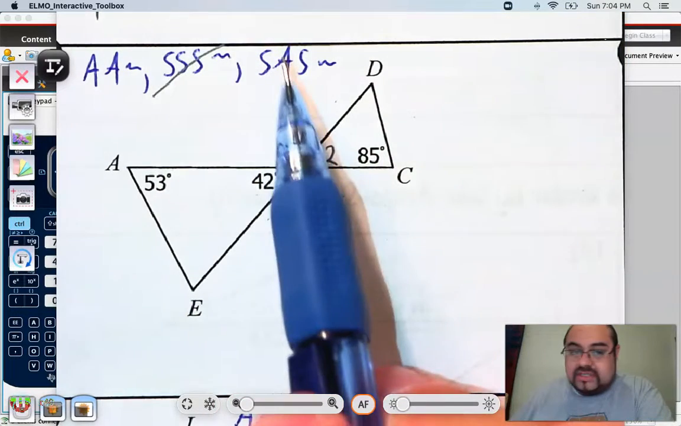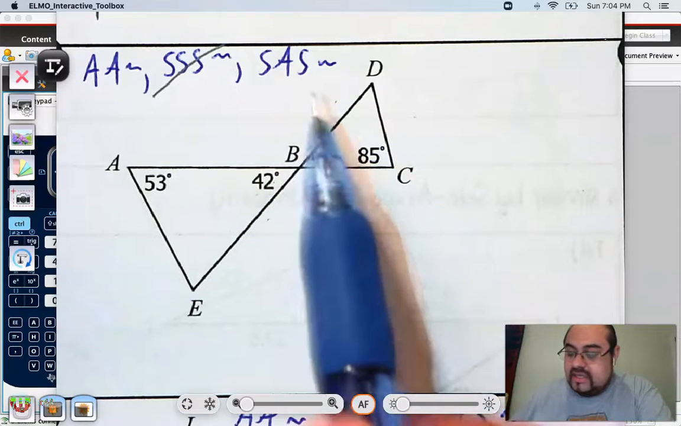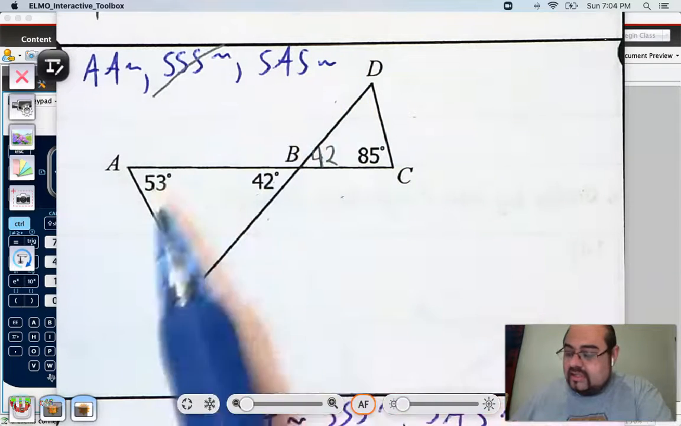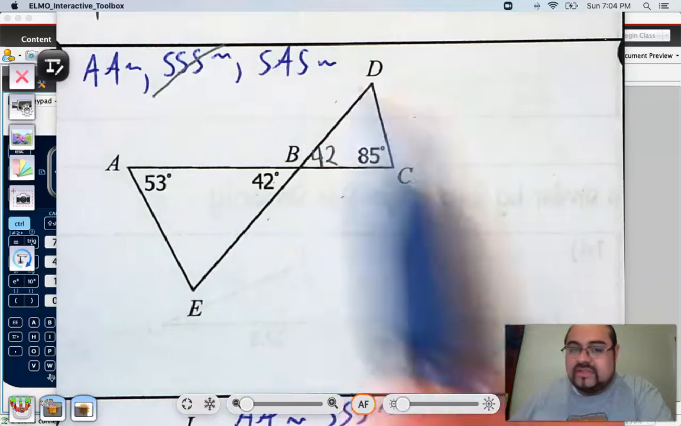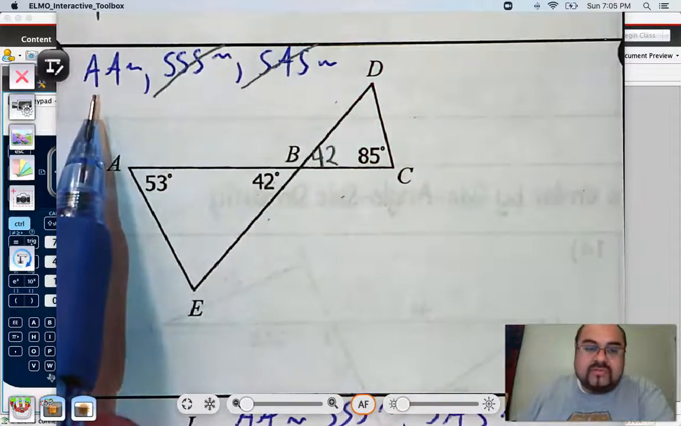SAS requires us to know at least one of the angles. Okay, we have 4 angles here, and 2 of the sides. Again, we don't have any of the sides, so SAS, you can cross that one out. More than likely, we're going to be working with angles.